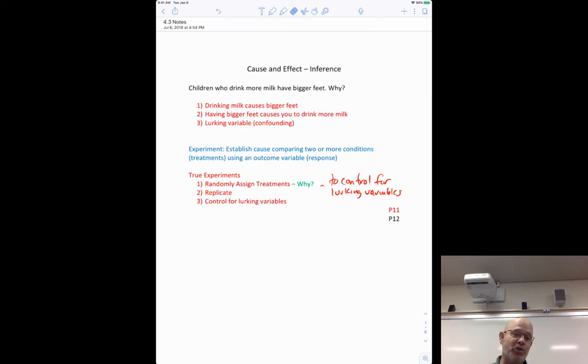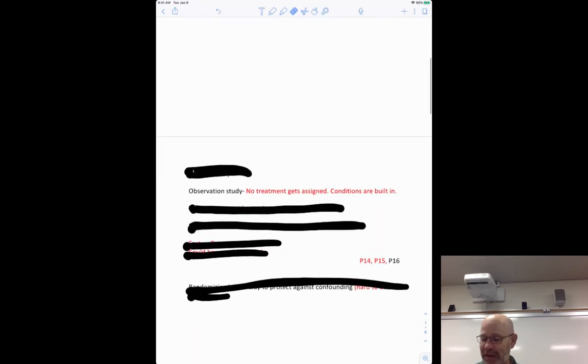And then it also tries to control for lurking variables. One of those ways is to randomly assign, but there are other ways also, which we'll talk about as we go through this. Okay. Before I move along, though, we're going to talk a little bit about an observational study.